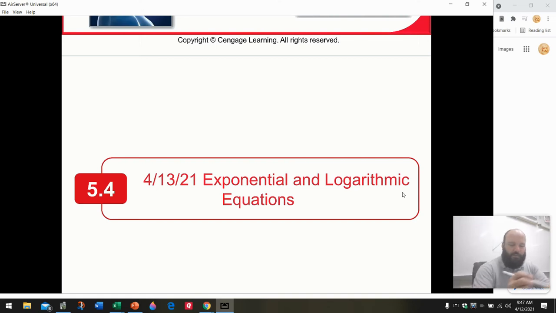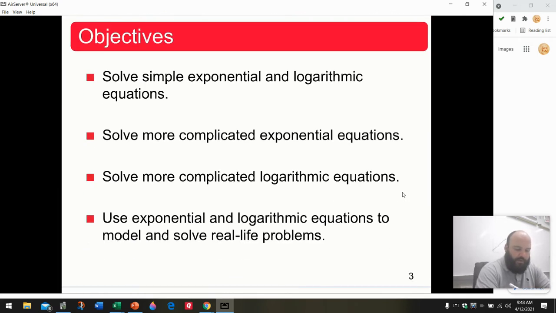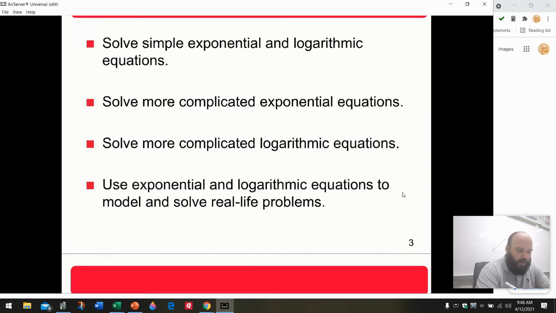Hello, everybody. So today we're going to continue our discussion on logarithmic equations and solving them using our log properties by starting into Chapter 5, Section 4. And in 5.4, we will be solving logarithmic equations as well as more complicated exponential and logarithmic equations than what we've done in the last couple of sections. And then we will also use our properties to model and solve real-life problems.